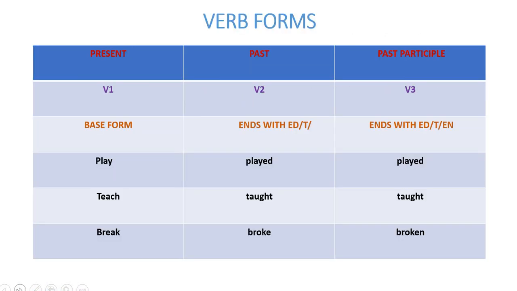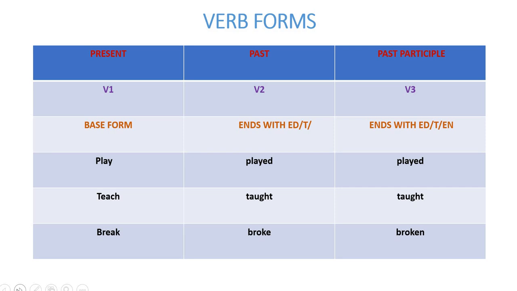Now coming to the next section, where I will show you verbs in three forms: present, past and past participle. Further, I have made it more clear with the short forms of the verbs. V1 we say for the present, V2 for the past, and V3 for the past participle form. Now V1 form is a base form of the verb. Base form always exists in the plain form without adding s or es.